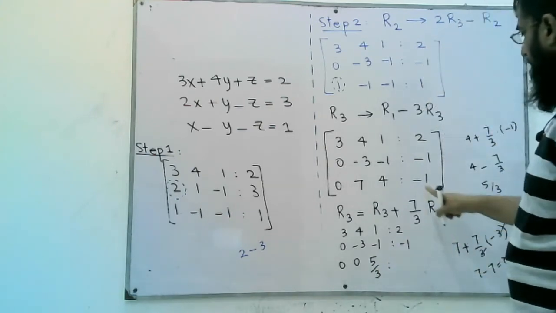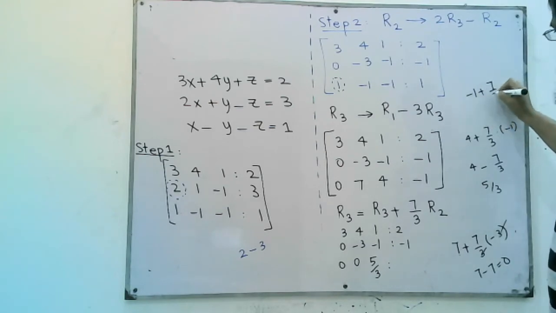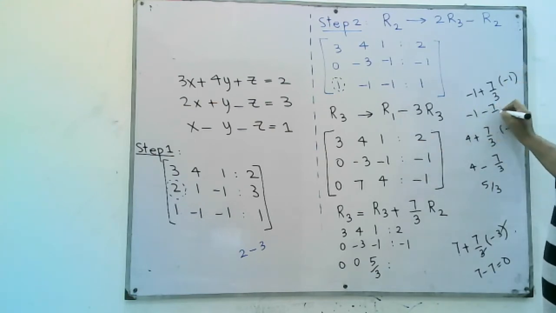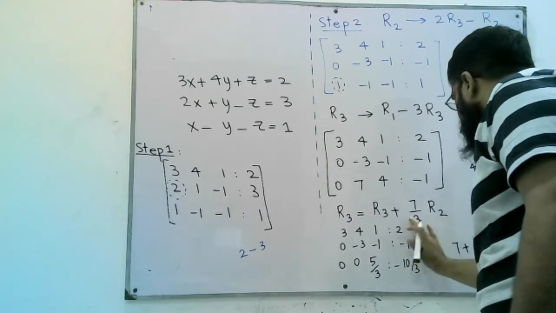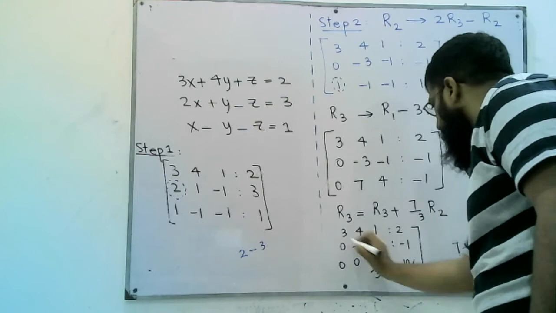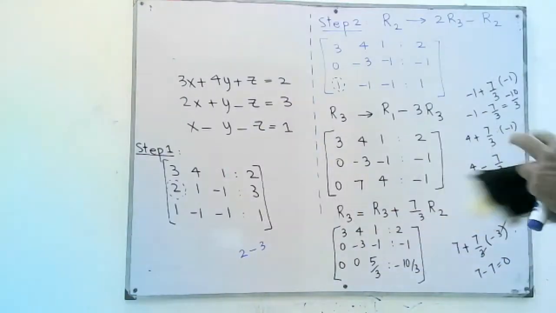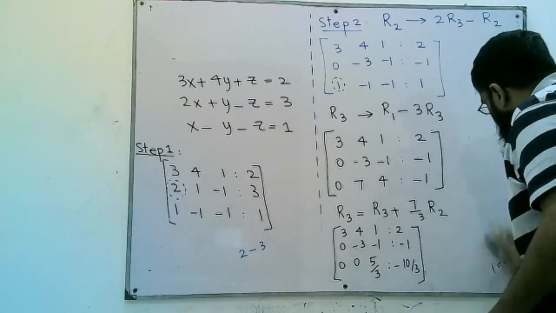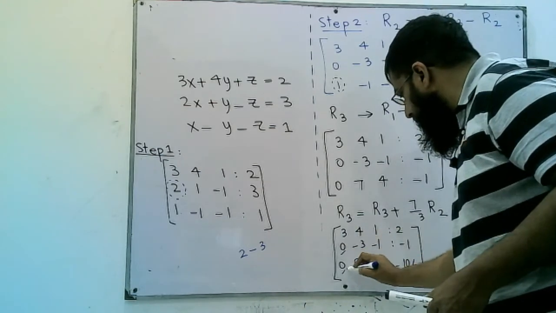And finally, this is R3, minus 1 plus 7 by 3 R2. R2 is minus 1. Minus 1 minus 7 by 3. It's minus 3 minus 10 by 3. This is minus 10 over 3. So this is the final triangular matrix in row echelon form, where we have these three elements equal to 0. Which three? These three. This three, this and this.